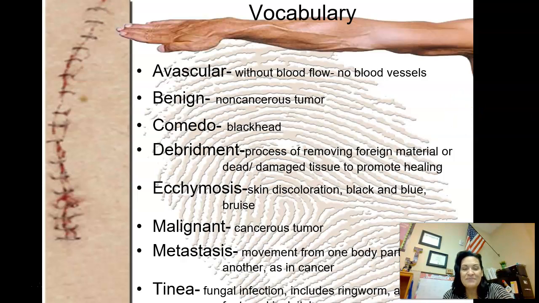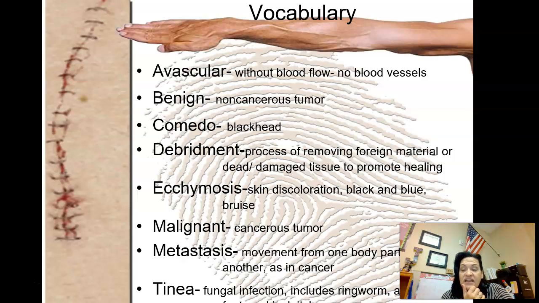So hopefully you guys wrote something down there to remember. Here's a little bit more vocabulary to fill in that goes specifically with this unit, with the full words. Avascular is without blood, so without blood flow or no blood vessels. If you remember, A means no or without, and vascular is vessels. So no blood flow or vessels.